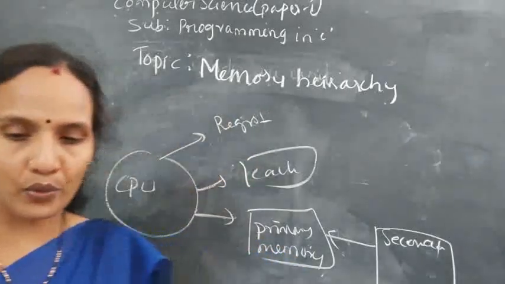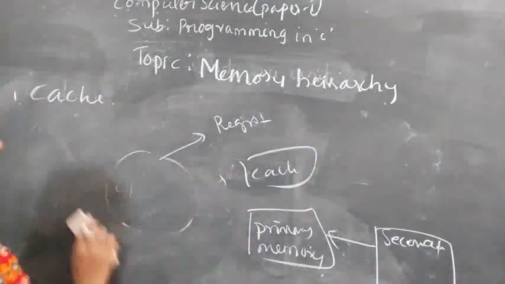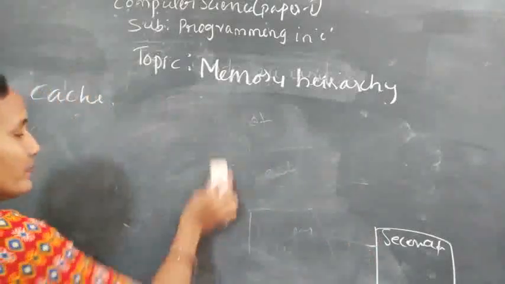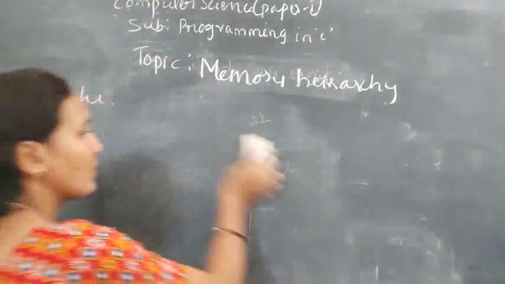Understood? RAM, ROM, cache are completed. The second one is the secondary storage device.